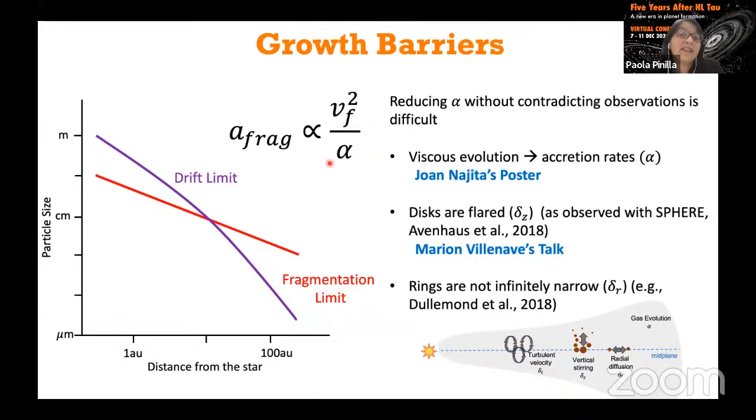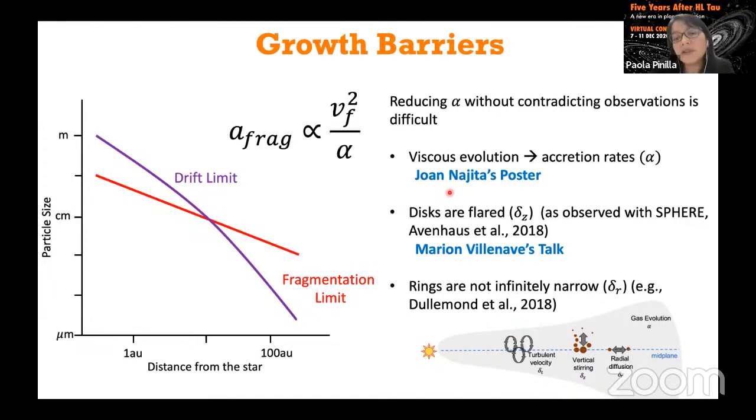Now, reducing alpha that much may have some problems in our models. First, if we think that viscous evolution is regulating the accretion rates, and if that's the case, don't look at the poster of John and also the talks that we have this week, then we will have very low accretion rates.